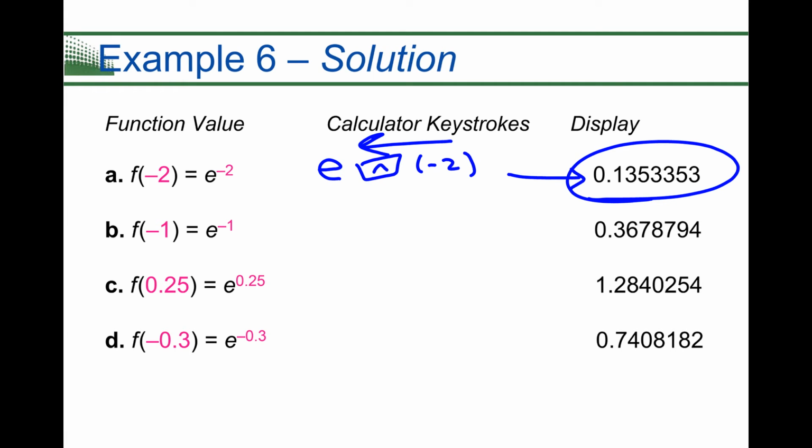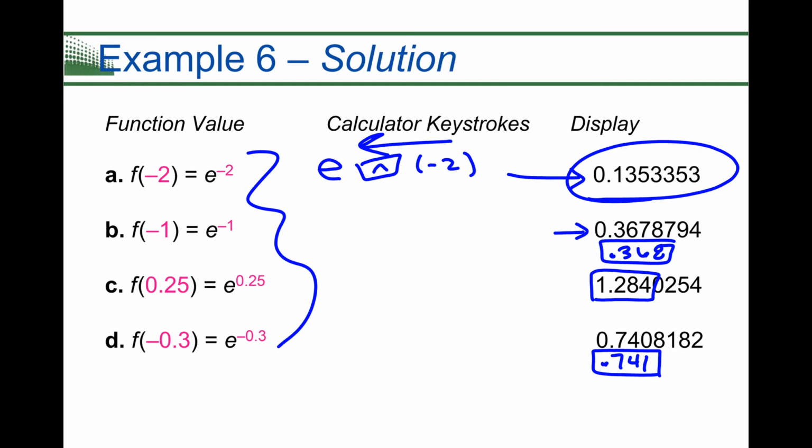e to the negative 1. Again, I got 0.3678. And if I went to round that, that'd be 0.368. e to the 0.25 would be 1.284. And e to the negative 0.03, that would be 0.741. So again, pause if you need to. Make sure you're able to type all these in.